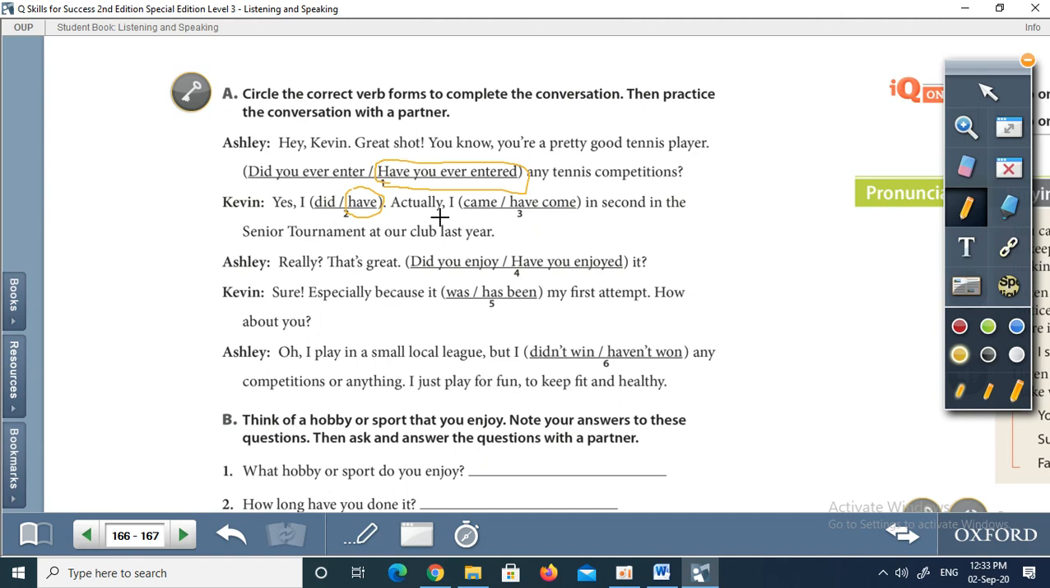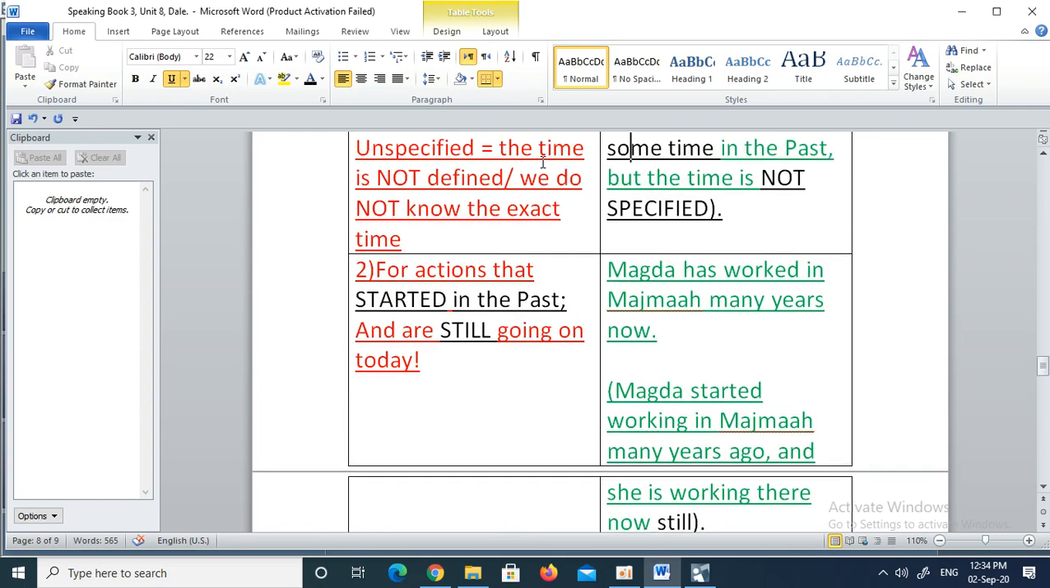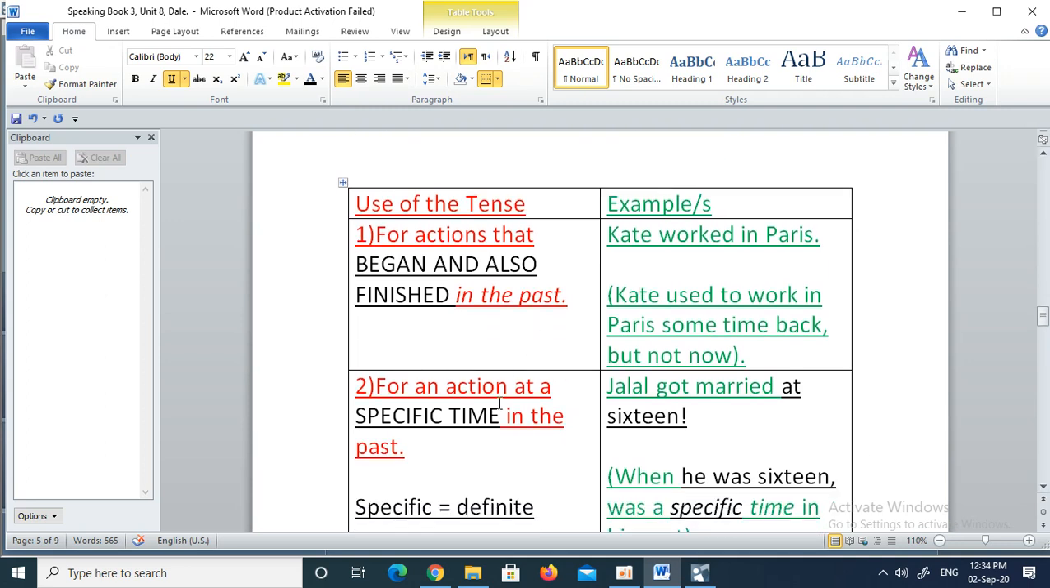Actually, I came in second in the senior tournament at our club last year. Okay. In number 3, we use the past simple. And the reason we use the past simple is because the past simple is used for a specific time in the past.